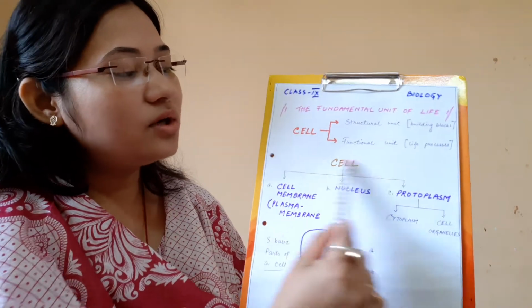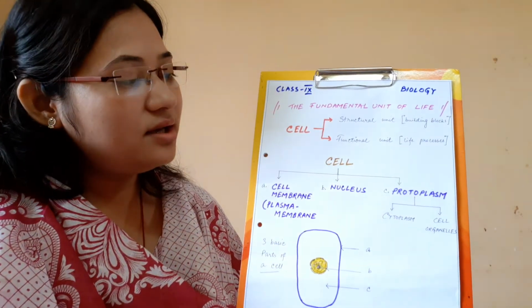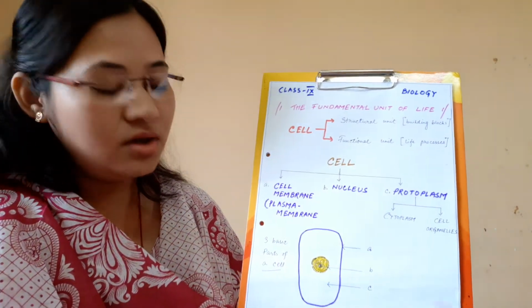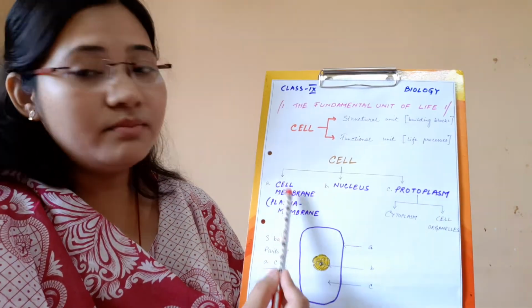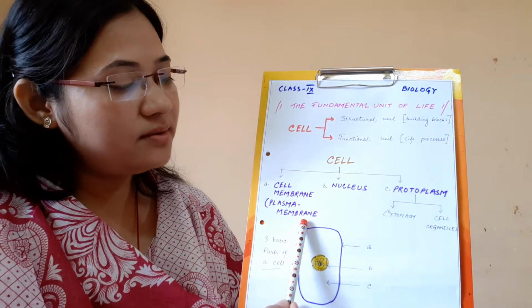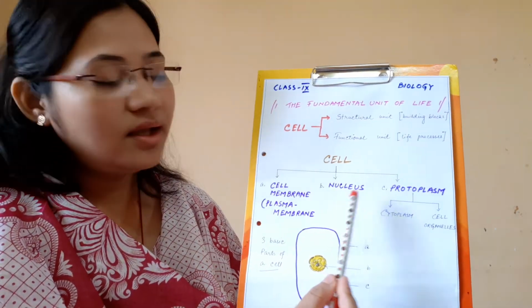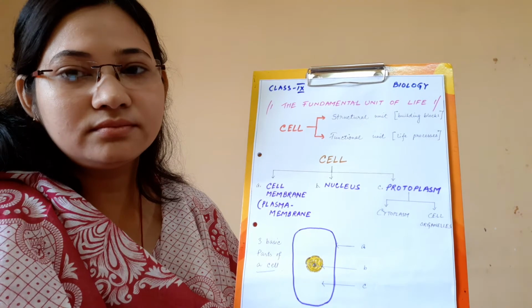So once again, what does a cell look like? A cell consists of three important parts or three basic parts. They are cell membrane, also called plasma membrane, the nucleus and protoplasm.